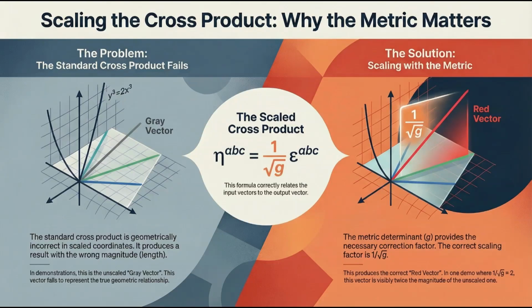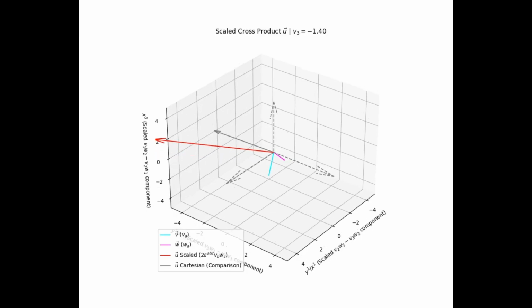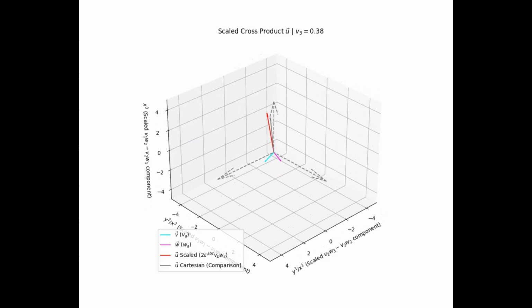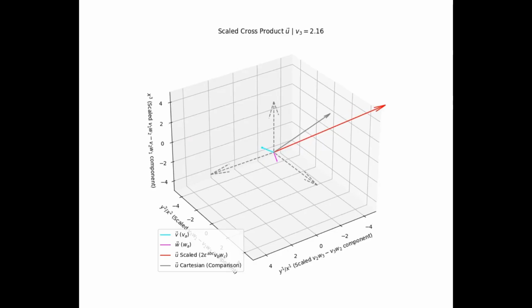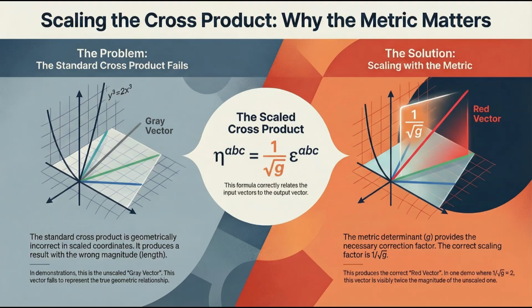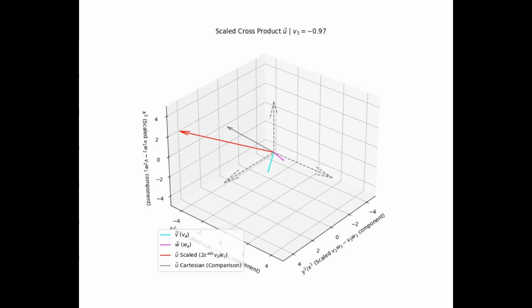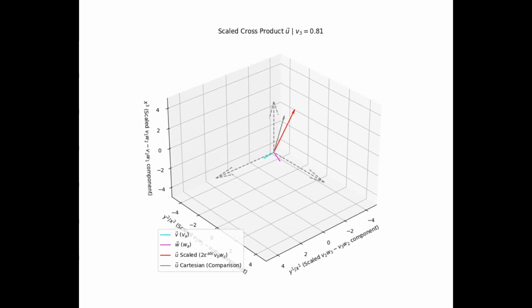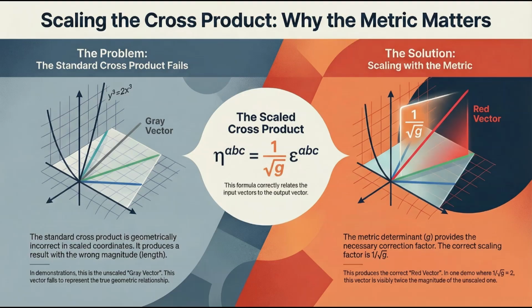This is the brief on geometric scaling of the metric cross product. So the source material tackles a really core mathematical challenge. What happens if you stretch your coordinate system? Like, let's say you just double the z-axis. How do you make sure a fundamental operation, like the cross product, still gives you the right answer, geometrically speaking, in that new kind of warped space?